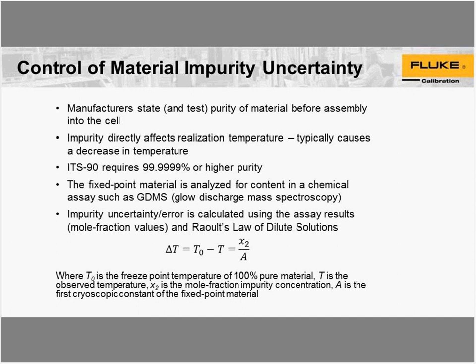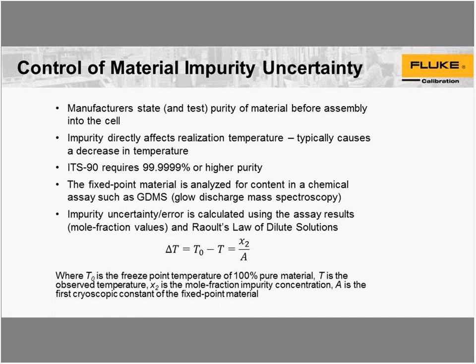Now we're going to shift our discussion to impurity. So a little about how material impurity is measured by the manufacturer and how it relates to temperature. The manufacturer, like Fluke, for example, buys highly purified material, 6 nines material, 6 nines meaning 99.9999% pure material, and the material is subjected to a purity or chemical assay called GDMS to evaluate the purity and what the impurities are. I'll show you an example of one that Fluke provides in one of their documents in the next slide. But at any rate, the manufacturer starts off with highly pure material before putting it into the fixed point cell.